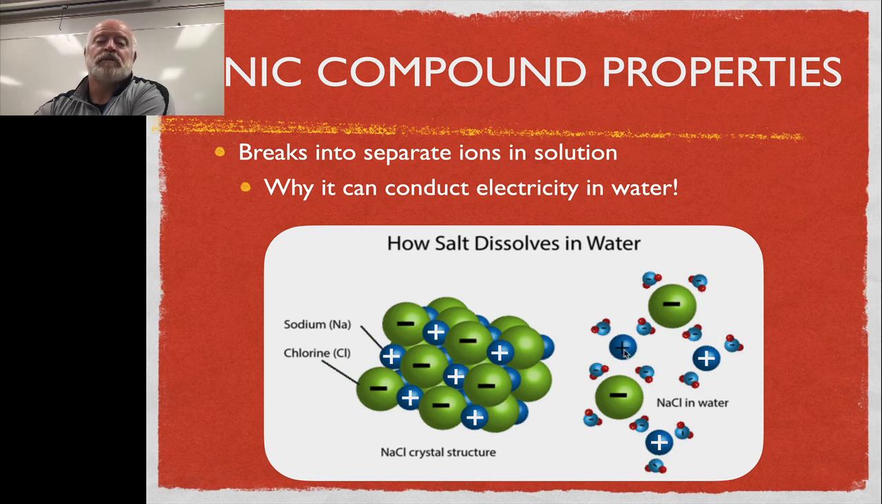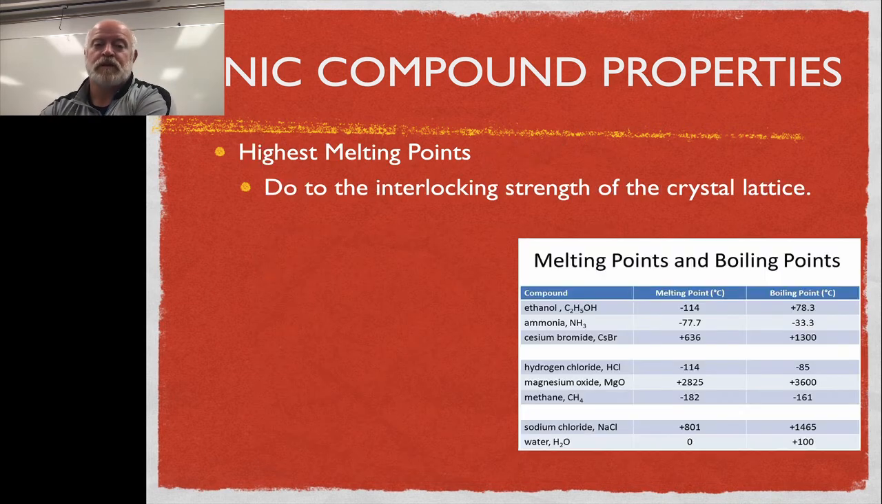But the take home here is that ionic compounds split into individual ions when they dissolve, which allows separate positive and negative charge to flow in a solution, which allows for conduction of electricity.